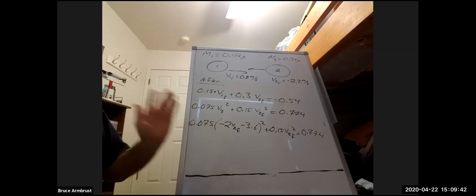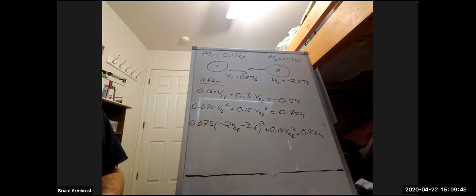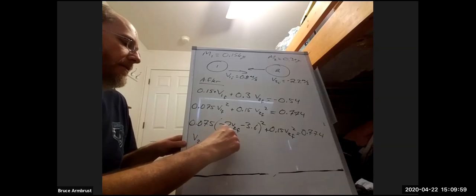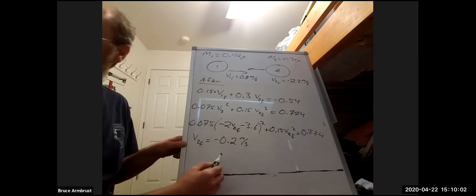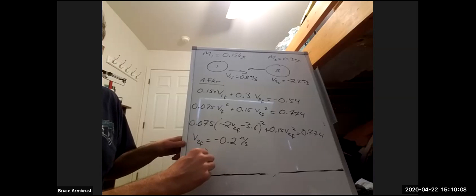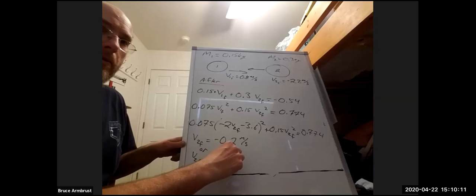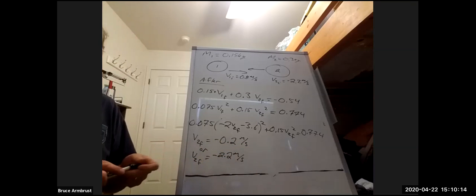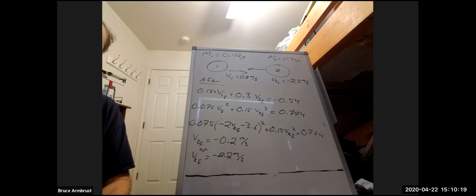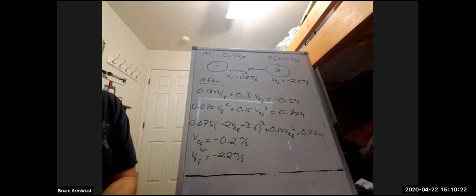So if I square that, distribute, group like terms, and solve, it is a quadratic. So I actually do get 2 different options. And the 2 different options here for V2 final, I get negative 0.2 meter per second, or the other one that I can get is minus 2.2. So you should have gotten 2 different possible velocities from your equation.